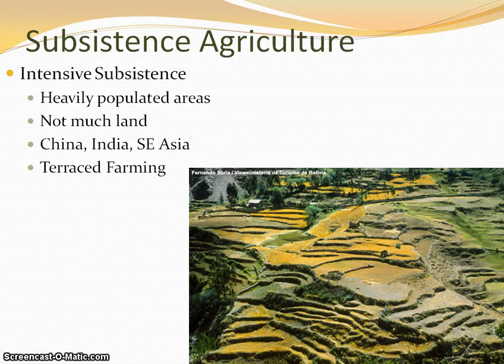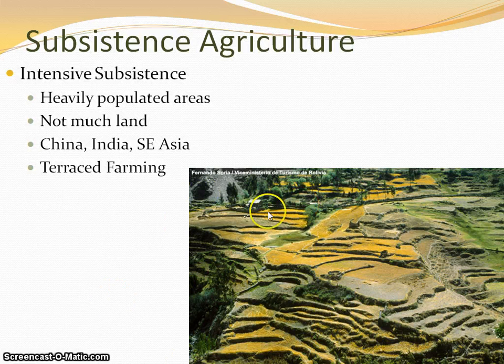So again, typically in areas that are highly populated, highly dense areas, or areas where there's not a tremendous amount of land for raising crops, so typically mountainous areas. We find these primarily in different parts of Asia, whether it's East Asia, Southeast Asia, or South Asia: China, India, and other parts of Southeast Asia. One of the common practices used to overcome some of the environmental difficulties of these areas is terraced farming. And so I have a couple of pictures.